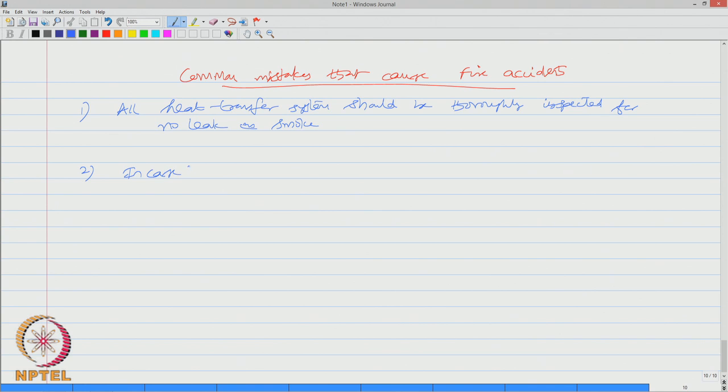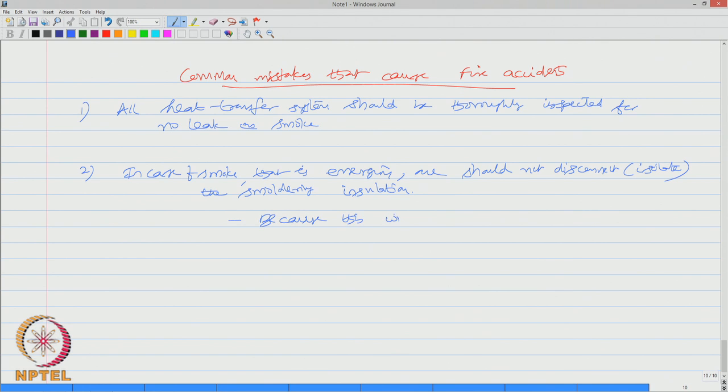In case of smoke that is emerging, one should not disconnect, or I should say isolate, the smoldering insulation, because that can result in serious catastrophe. Because this will allow excess air inside, and will result in auto ignition.